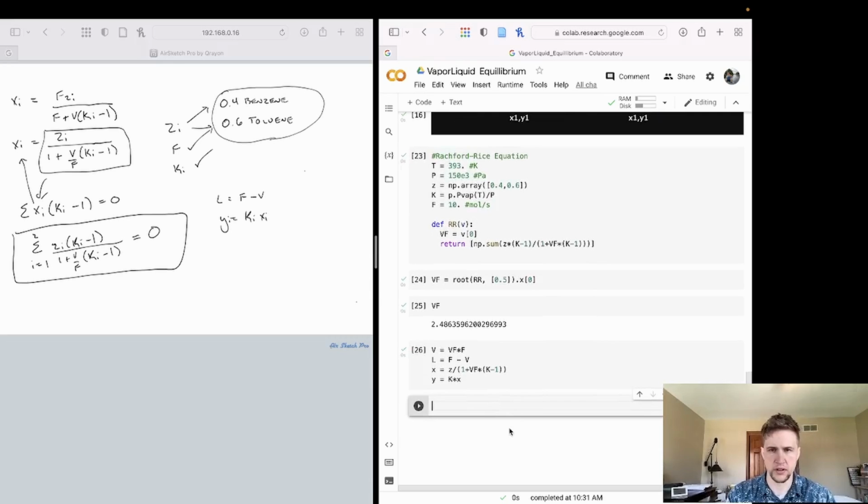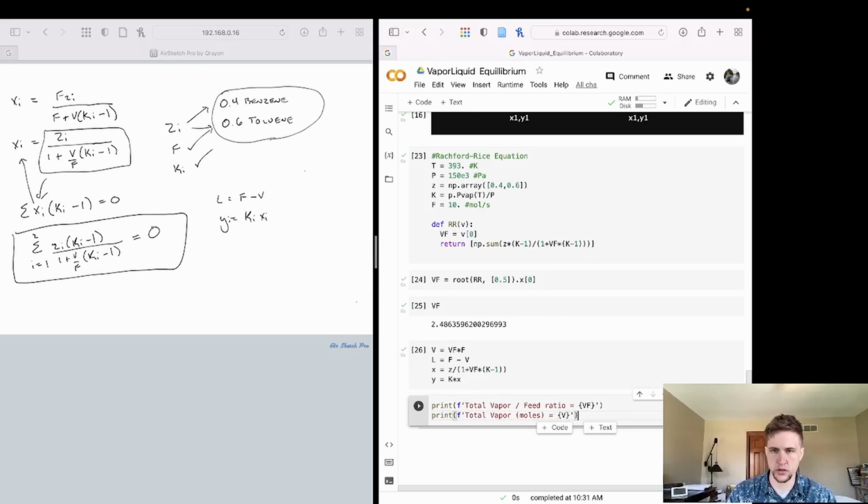Now let's print these values out. So we're going to do this. We want to output a string, print out a string, total vapor to feed ratio. And that is going to equal our VF. We want to know our total vapor in moles that is going to be leaving.